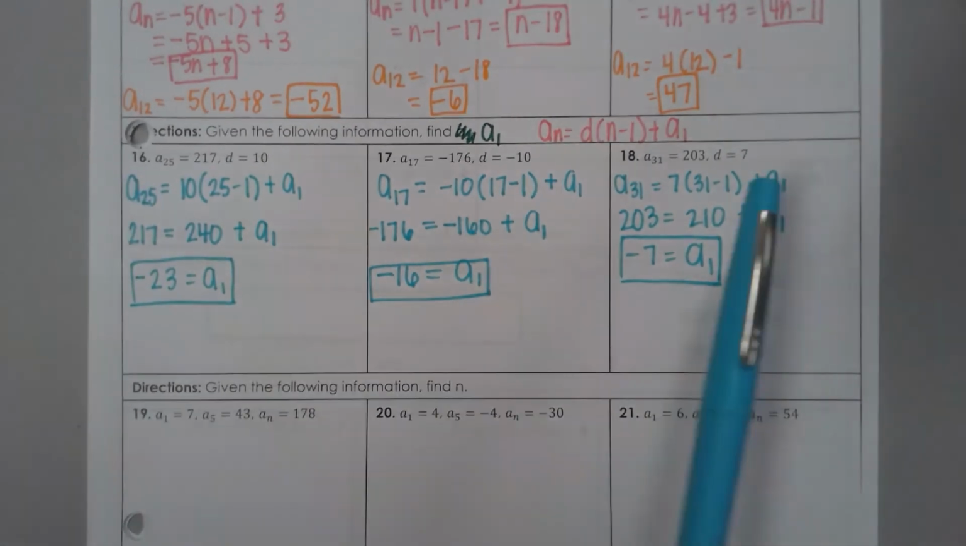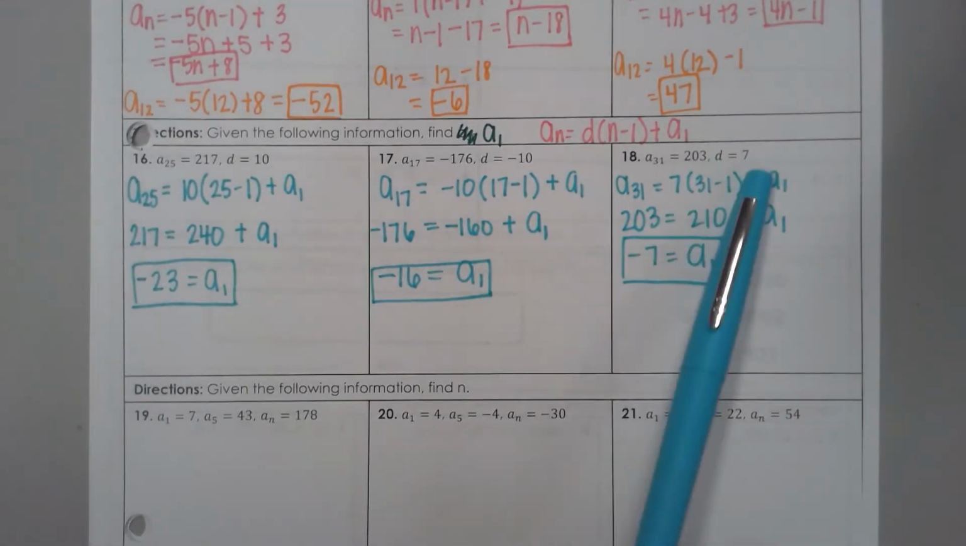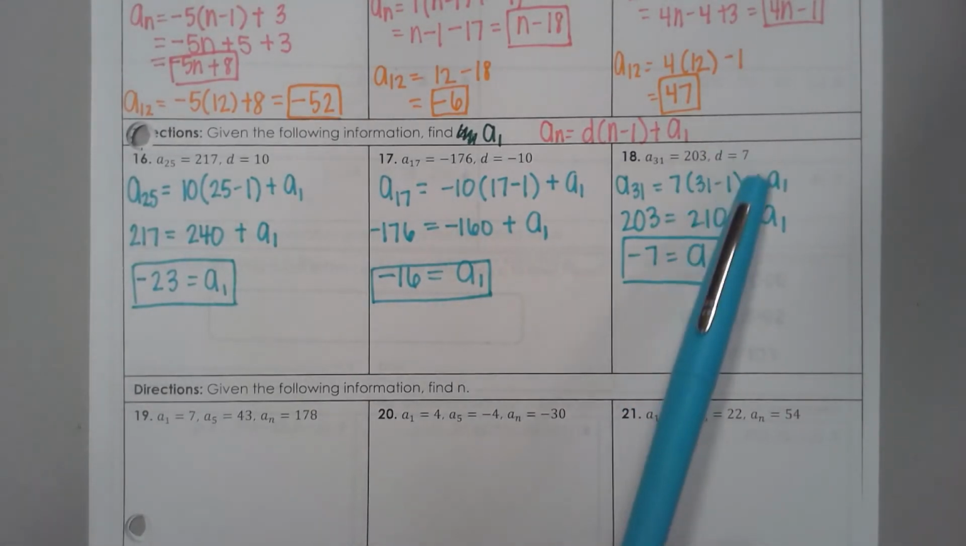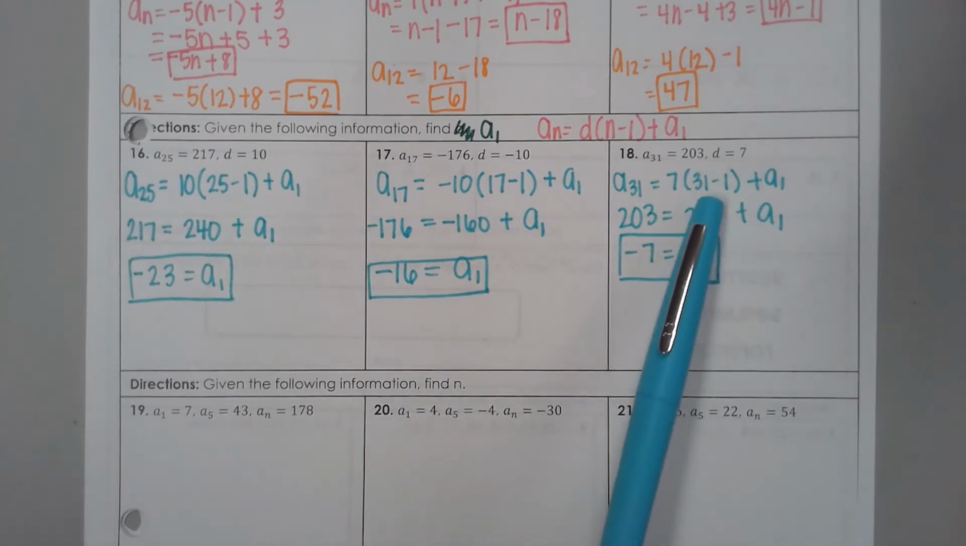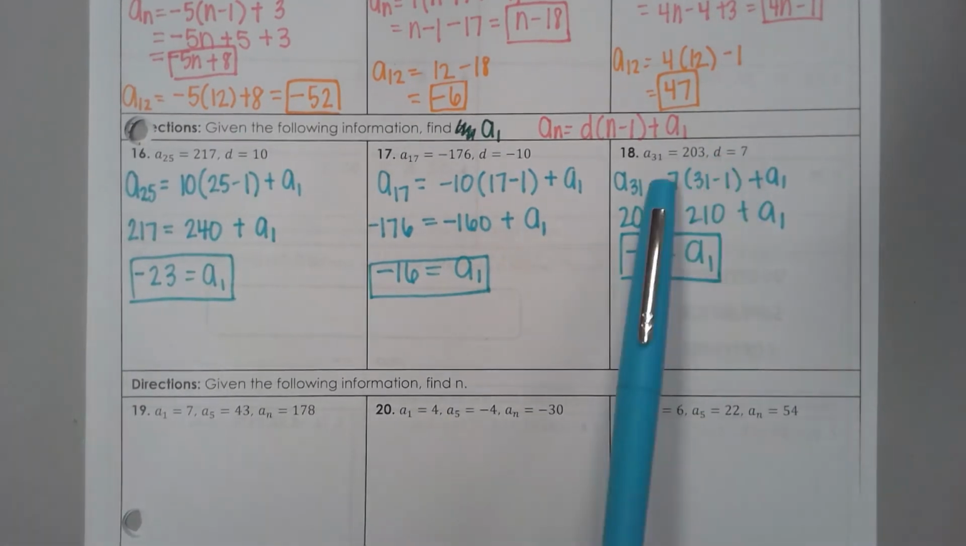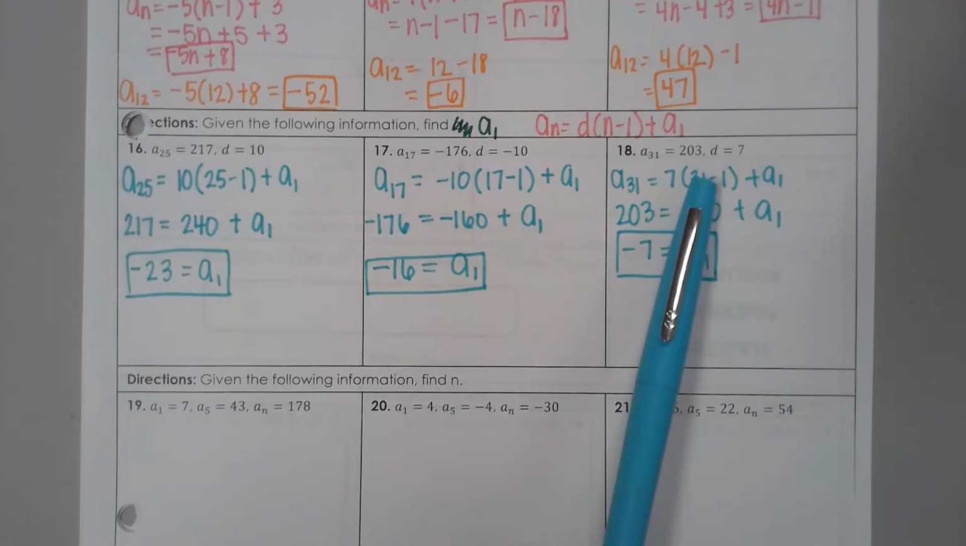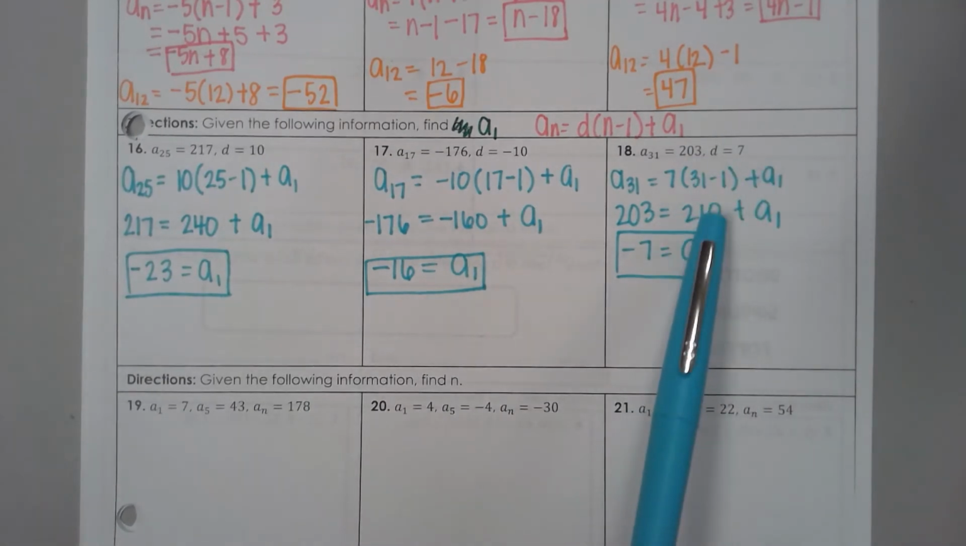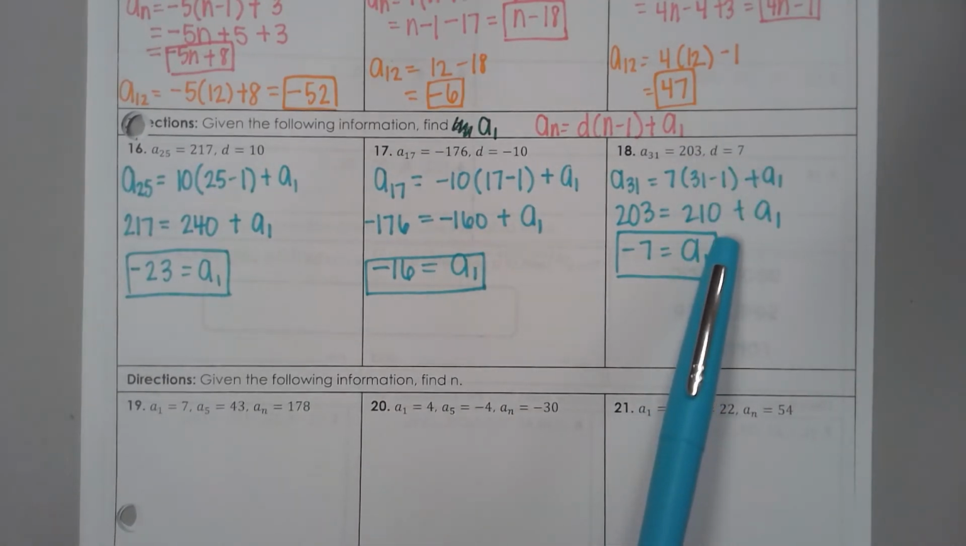So right here, when you do 7 times this, if you're going to type this in the calculator, make sure you put the 31 minus 1. Or just do 7 times 30. Surely you can subtract 1 in your head. So 7 times 30 is 210.